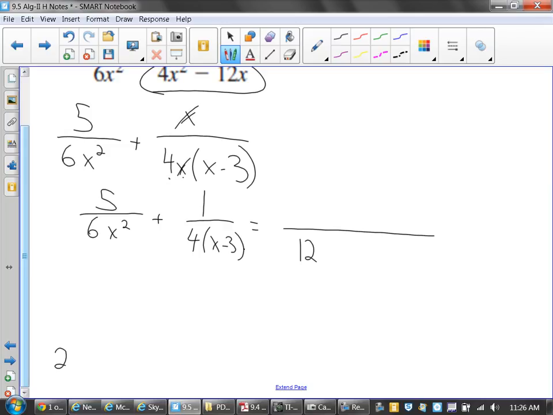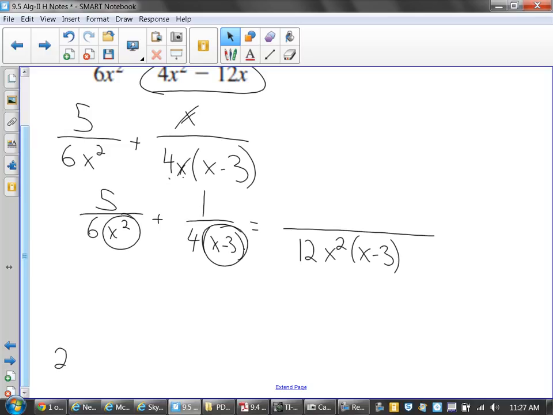Now that I've taken care of the numbers, all I have left now are things with variables. This side has an x squared. This side has an x minus 3. To get the common denominator, what do you think I have to do to them? You said it. Multiply. So it's going to be 12x squared and then x minus 3. What we just did was take care of the numbers. That's the easy part. We've been doing that since 4th grade.